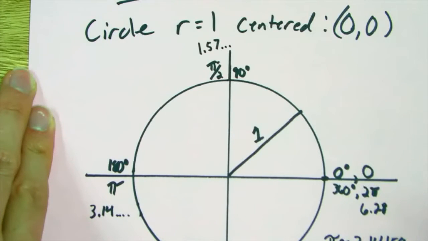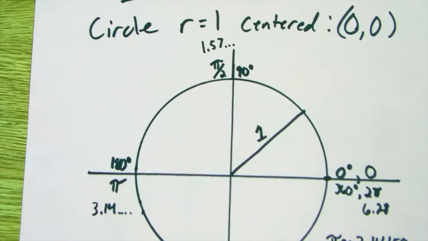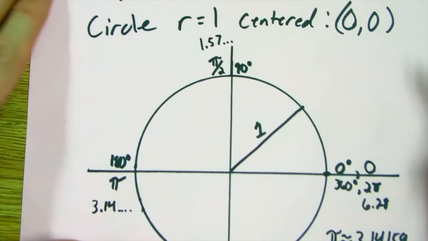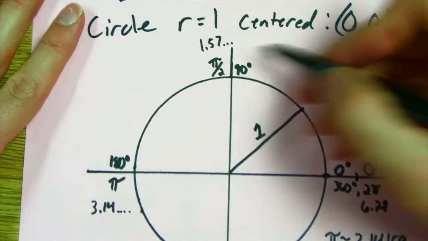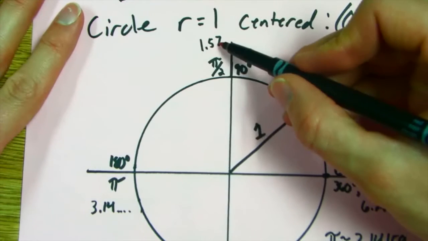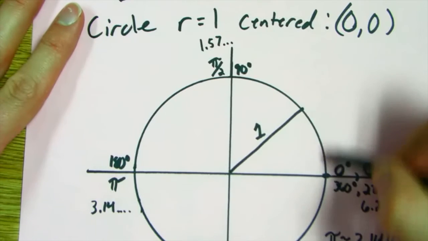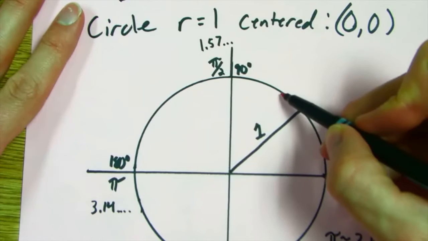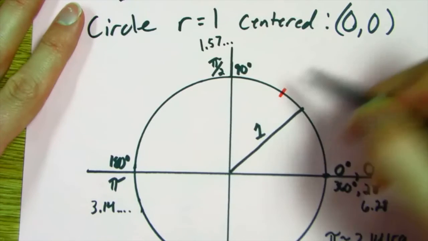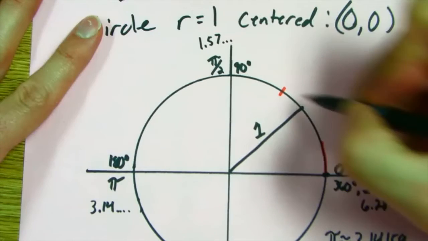So if I were to ask you to approximate where 1 radian is, where would you put that? Where would 1 radian be? Well, it wouldn't quite be to here. That's 1.5 radians. It'd be past half of that, because half of 1.5 is about 0.75. So about here is 1 radian.